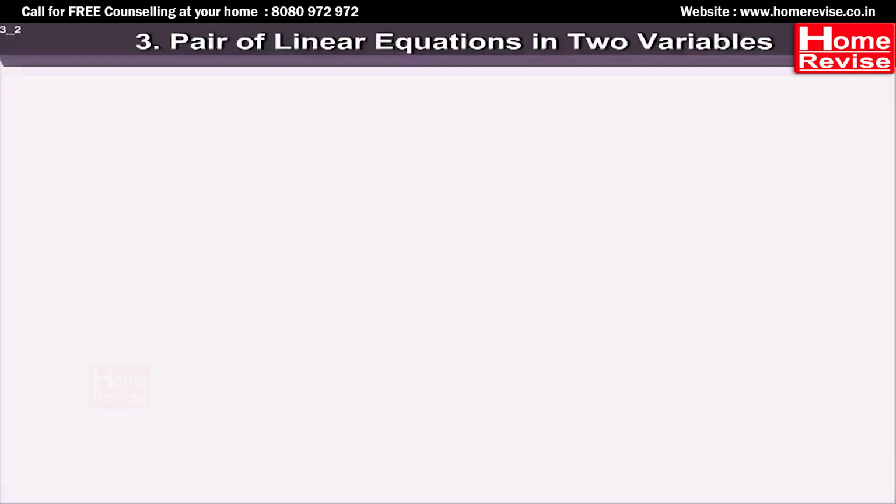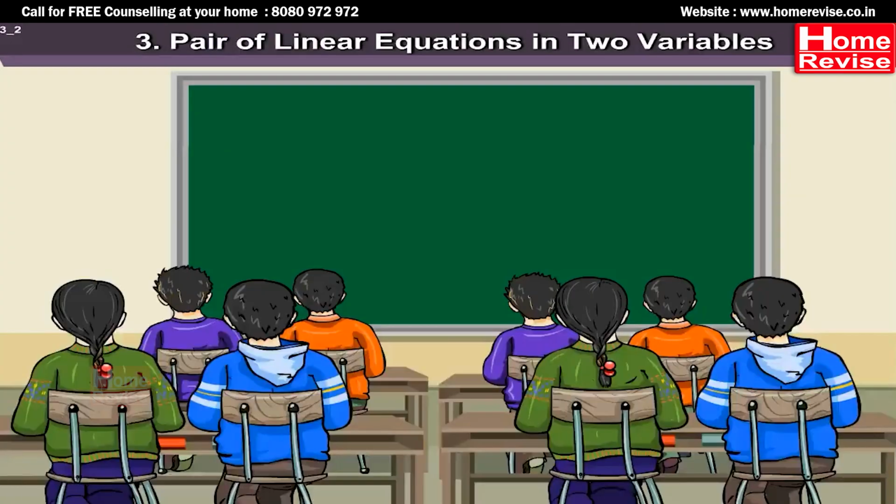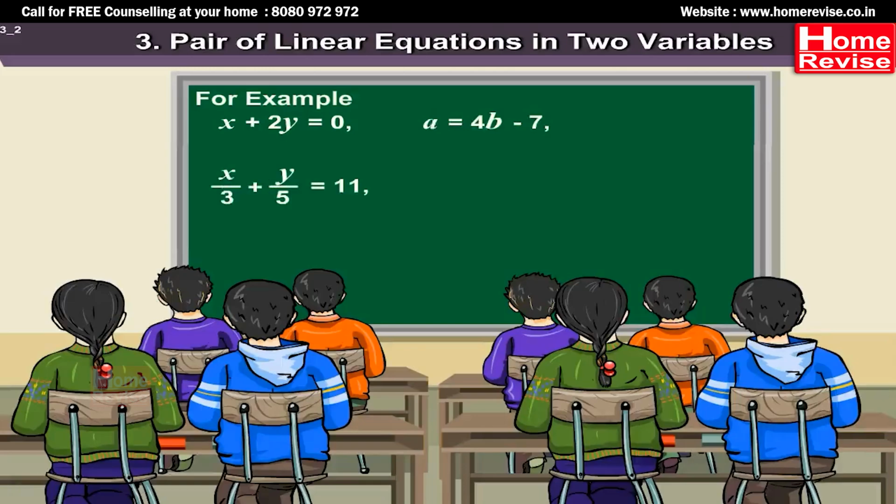Chapter number 3. Pair of linear equations in two variables. Friends, you must have seen teacher writing some equations on the blackboard. For example, x plus 2y is equal to 0, a is equal to 4b minus 7, x upon 3 plus y upon 5 is equal to 11, and y is equal to 5x plus 2.